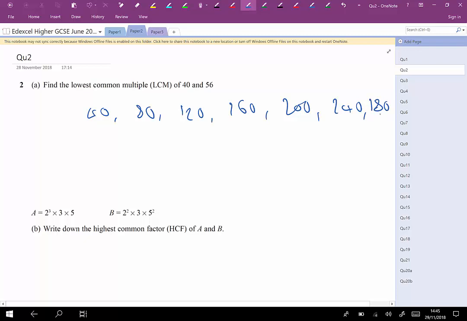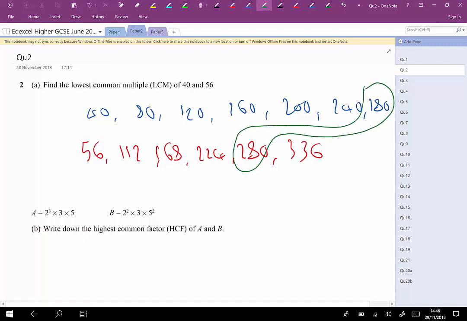You could also then go, and you're in a calculator paper, so you could, on a calculator if you needed to, you could then go, all right, 56, 112, plus 56 gives you 168, plus 56 gives you 224, 280. You might not have spotted that one, and you might go 336. Okay, and then hopefully you'll take a look back through both lists and go, oh look, 280 is the first number in both lists.